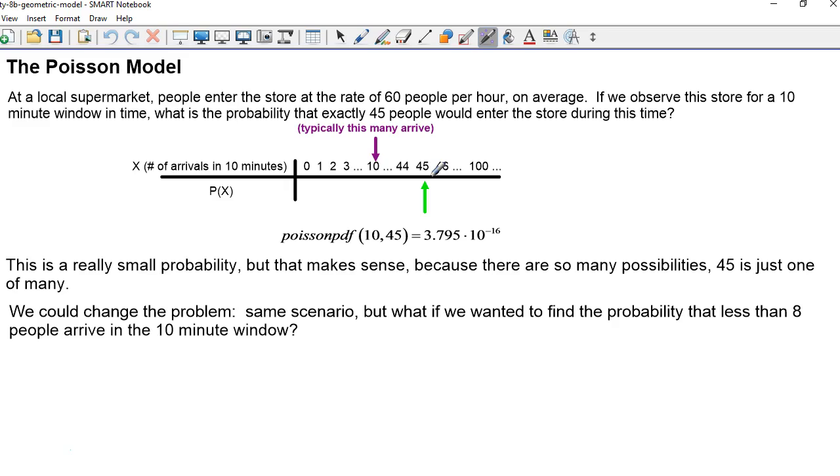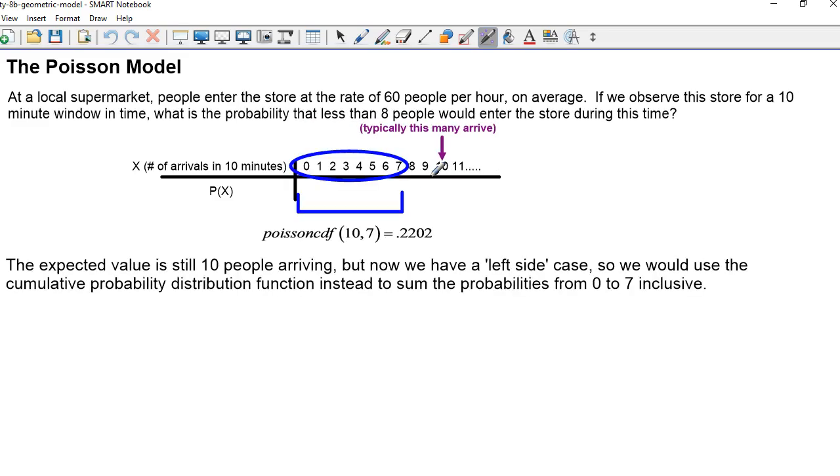To give us a more realistic probability value to calculate, let's change the problem a little bit. Let's have the same scenario, but let's say we want to find the probability that less than 8 people arrive in the 10-minute window. The expected value is still 10, but that means we're finding the probability of less than 8. So less than 8 is up to and including 7. So that means I could use the Poisson CDF version, the cumulative version, where 7 is the upper boundary.